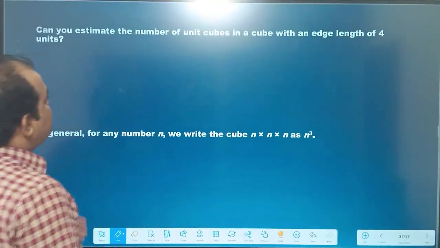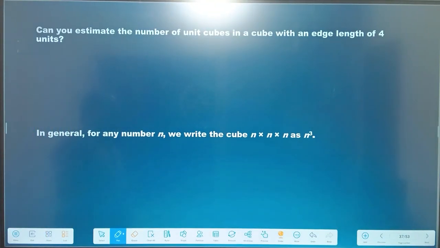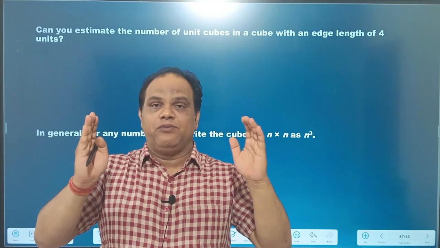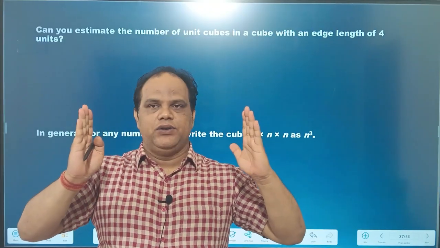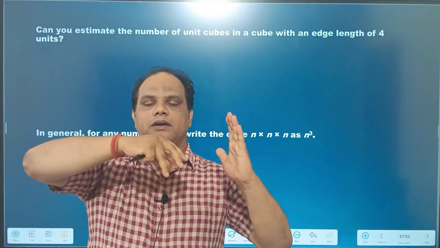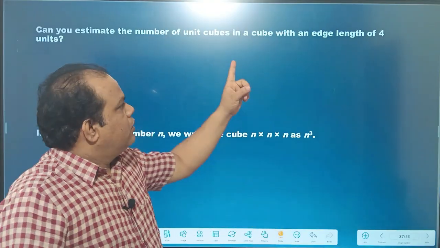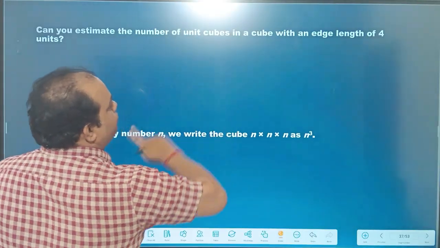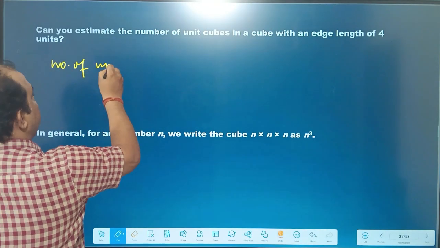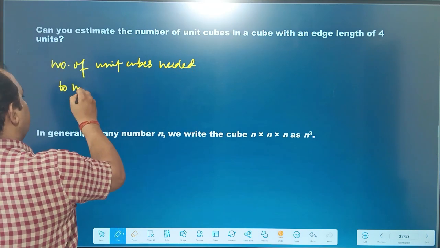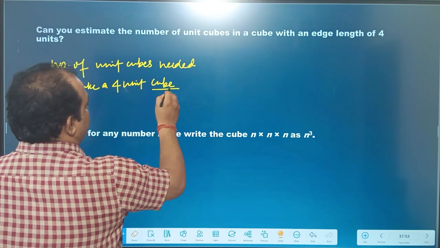Next, can you estimate the number of unit cubes in a cube with an edge length of 4 units? So you have to make a cube whose length is 4 units. Let's say this is 4 units. So how many unit cubes do you need? We have to find the cube of 4, the number of unit cubes needed to make a 4 unit cube.